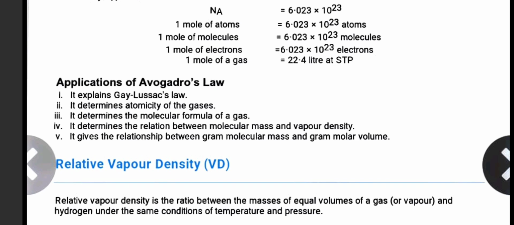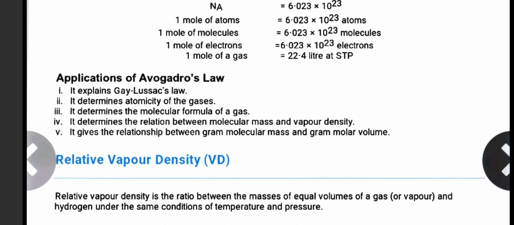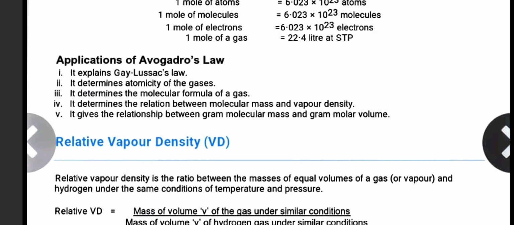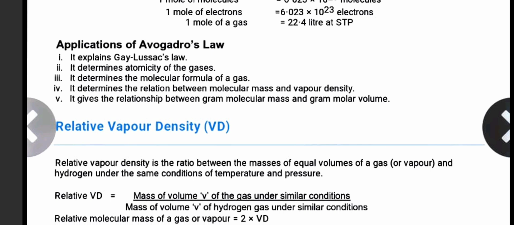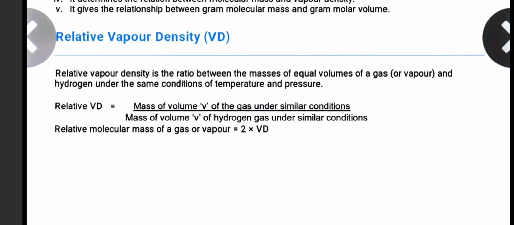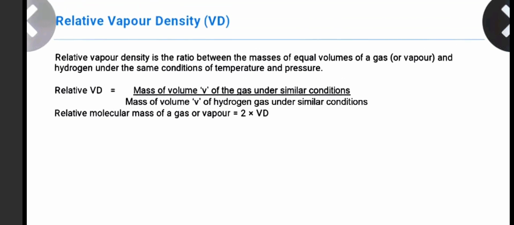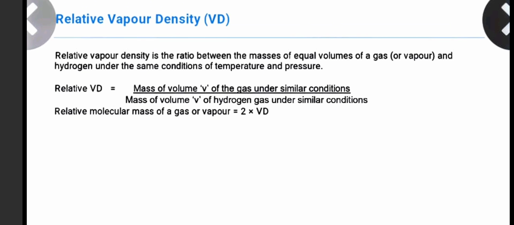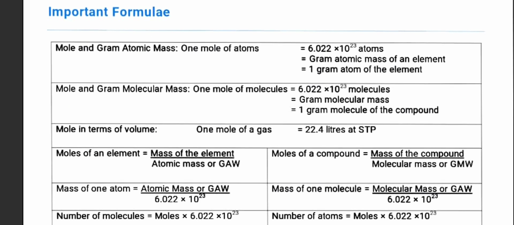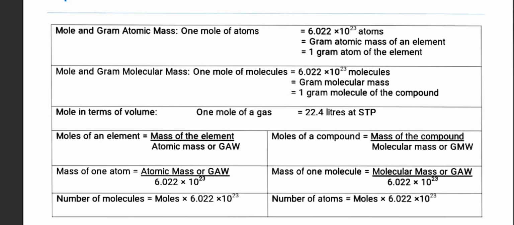So now the applications of Avogadro's law: it explains Gay-Lussac's law, it defines the atomicity of gases, and it determines the molecular formula of gases. So now what is relative vapor density? Relative vapor density is the ratio between the mass of an equal volume of a gas and hydrogen under the same conditions of temperature and pressure. So relative VD is equal to relative molecular mass of the gas or vapor upon 2, so molecular mass is 2 into VD. So now the important formulas of mole, you can see this, you can take a screenshot of it.